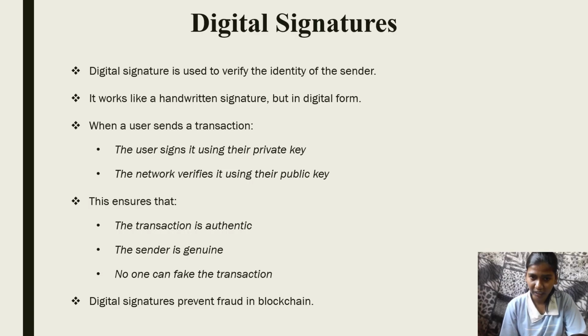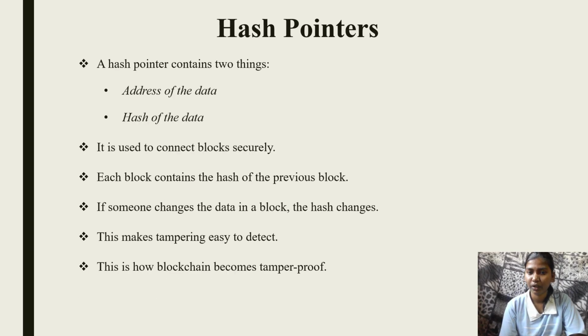When the user sends a transaction, the user sends it using their private key. Okay, when the user sends documents, then it is a digital signature. It is a kind of code word that is only known to the sender and receiver. The network verifies it using their public key. This ensures the transaction is authentic and genuine, and no fake transactions are allowed. The main use of digital signatures is that they prevent fraud in blockchain.